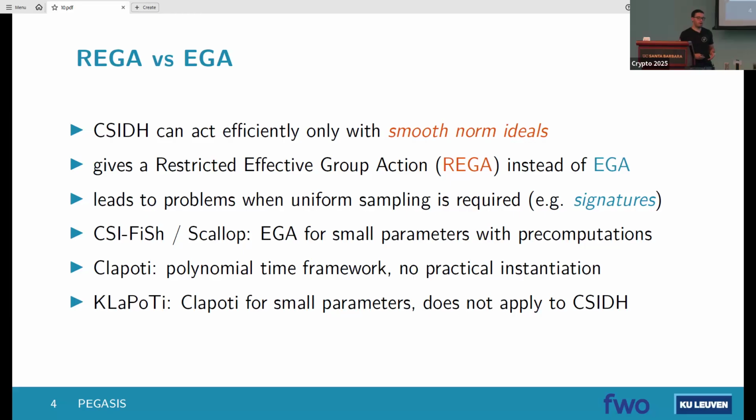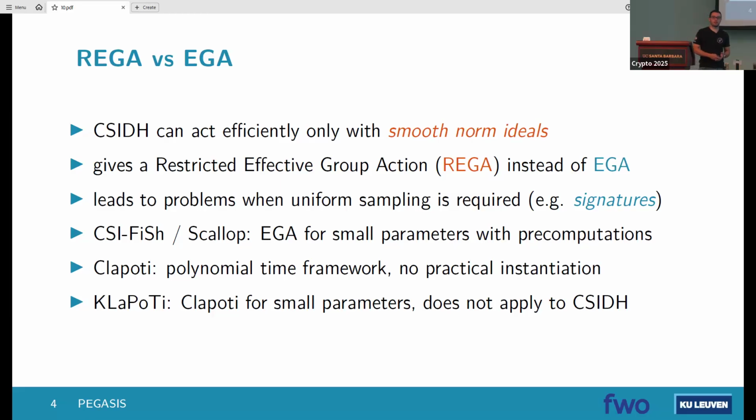But what is important for now is that in CSIDH, we can only act with smooth norm ideals. This gives rise to what is known as a restricted effective group action. So a group action where we can act only with a subset of the elements of the group, as opposed to an effective group action where we can act with any element of the group. Now, this leads to a problem if we're interested in constructing signatures or similar constructions. So in the past years, a lot of research has focused on trying to solve this issue.